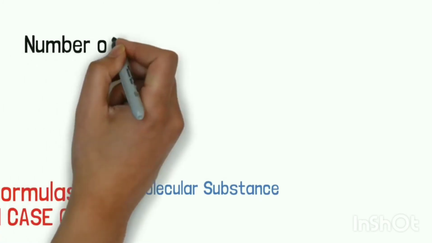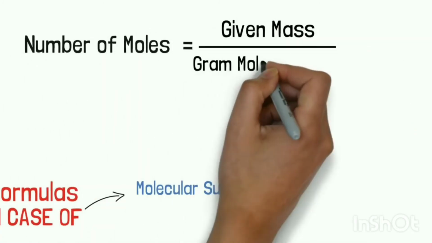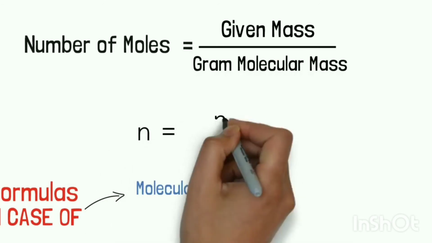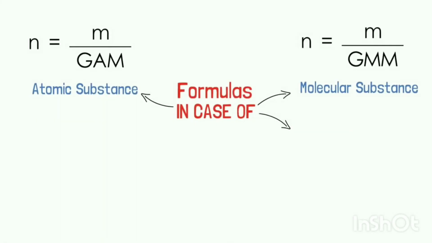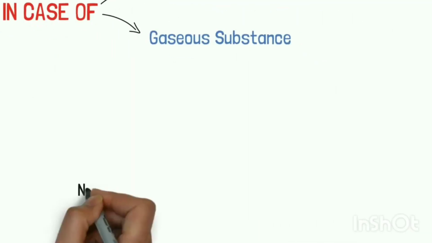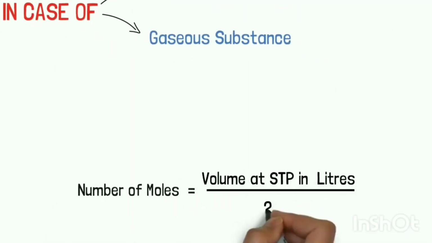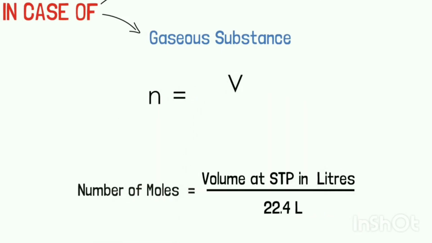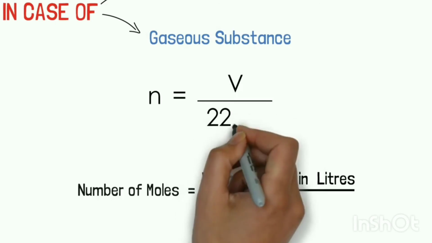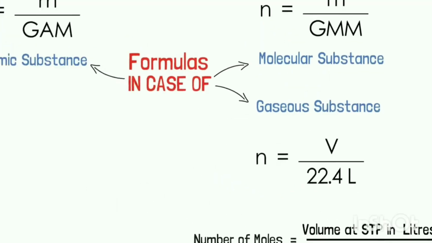We can also find out number of moles of a molecule, that is equal to given mass upon gram molecular mass, and in short you can again write m upon GMM. For gaseous substances, number of moles is equal to volume at STP in liters divided by 22.4 liters. In short, n is equal to V upon 22.4 liters. Here it is important to understand that volume should be in liters.